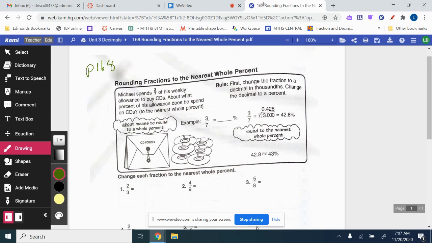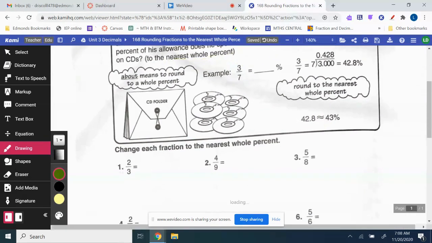So we're going to do some rounding and we're going to be doing some converting. The first rule is change the fraction to a decimal in the thousandths. So that means you got to go 3 decimal places. You're going to put 3 into your calculator first, divided by 7, and then you get 0.428. Now, that gives me 42.8%, and they want you to round it, so it is about, that symbol means about, 43%.